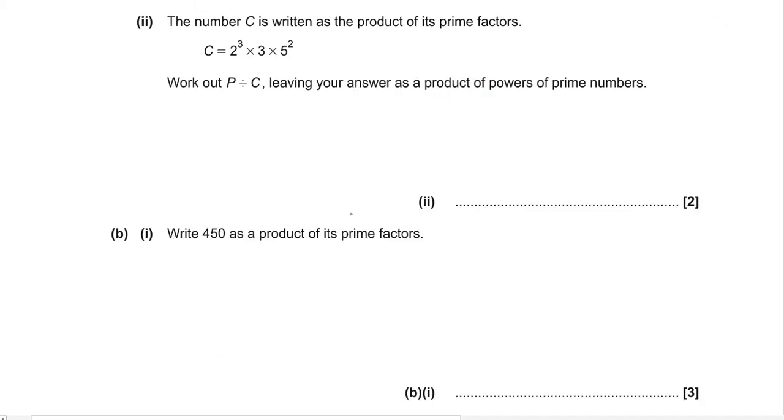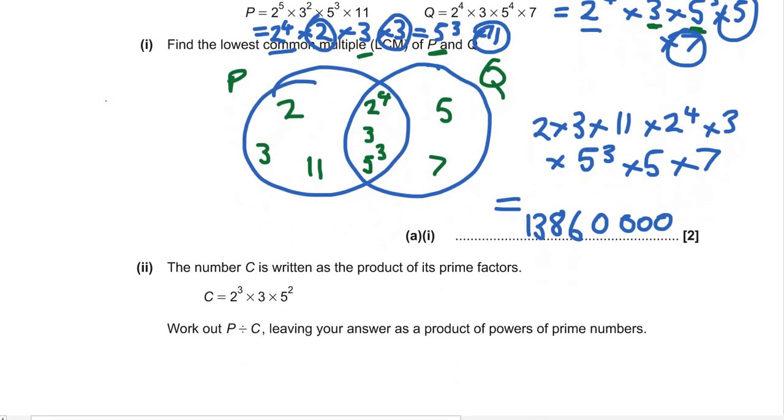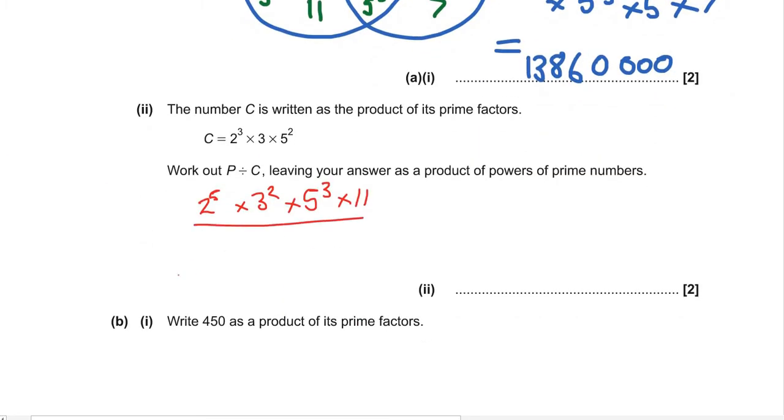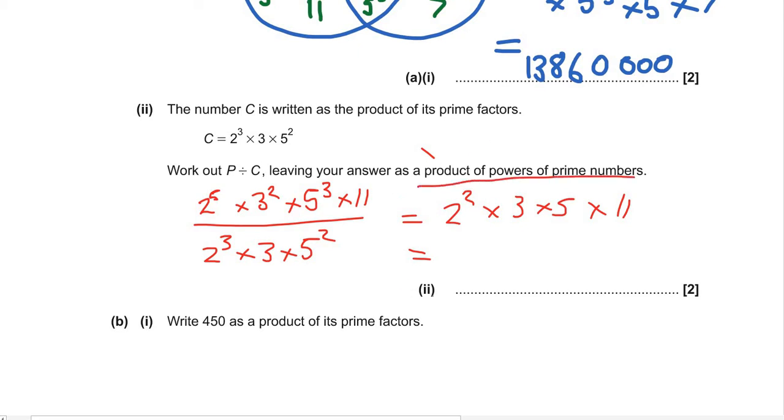The number C is written as the product of its prime factors. Work out P divided by C. Well, P is 2 to the 5 times 3 squared times 5 cubed times 11, and C was 2 cubed times 3 times 5 squared. Now if you've watched my video on the laws of indices, you'll know how to do this quite easily. Okay, so 2 to the 5 divided by 2 to the 3 is 2 squared. 3 squared divided by 3 is 3. 5 cubed divided by 5 squared is 5. And we've got 11 left over. But note it asks to keep it as a product of powers of prime numbers. So it's 2 squared times 3 times 5 times 11.